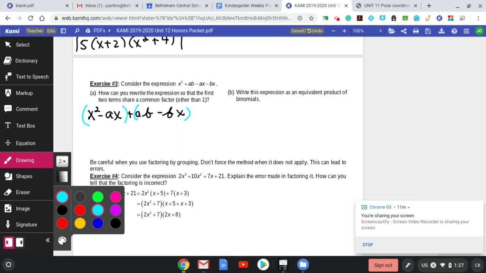Okay, so this first one right here, I'm going to take out an X and be left with X minus A. Hopefully I can be left with an X minus A over here. I got to take out, let's see, what do they have in common in the second pairing? AB. So let's take out a B and I'm going to be left with, not going to work, right? I'm going to be left with A minus X, but I need the opposite of that, right?